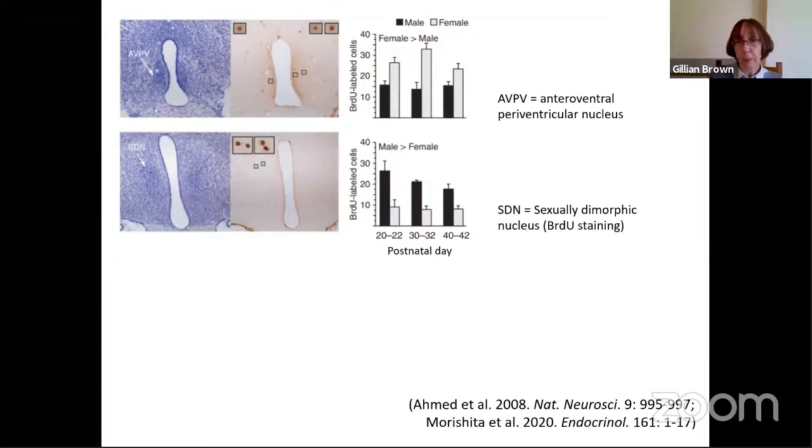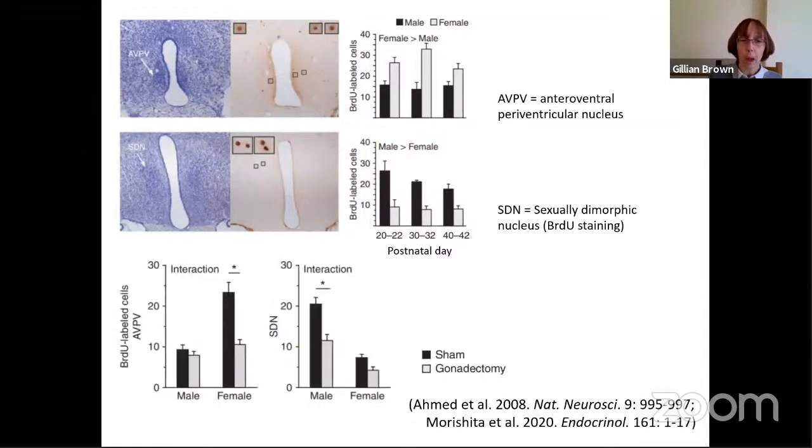And what Cheryl Sisk's lab have done is look at when these differences emerge, and actually the difference in cell number is present during this adolescent period. So this is postnatal day, these are quite young rats. The males are shown here in the dark bars and the females in the light grey bars. There's a higher density of cells, more cells in the SDN in males than females in these rats. And in comparison, in the AVPV, there's a higher density of cells in female AVPV than males. And this difference is there already during the adolescent period.